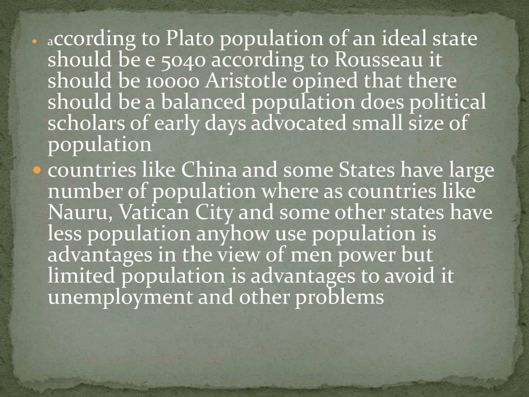But in modern days, it is impossible to think of a state with a small population. So we can't incorporate the concept put forward by the ancient political philosophers regarding the formation of the state on the basis of population. Now countries like China and some other states have a large population, whereas countries like Norway, Vatican City, and some other states have less population.